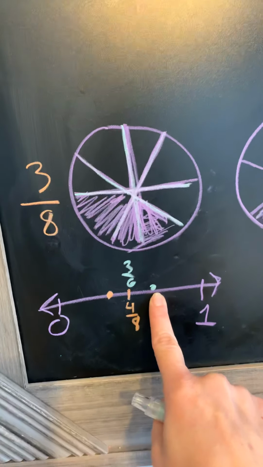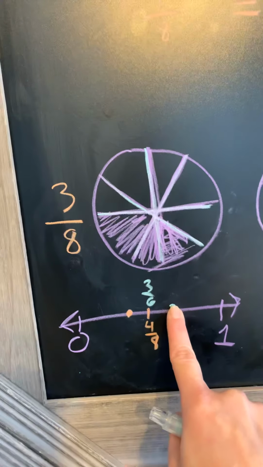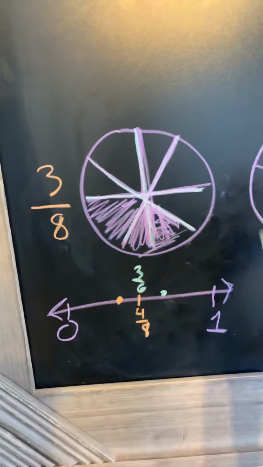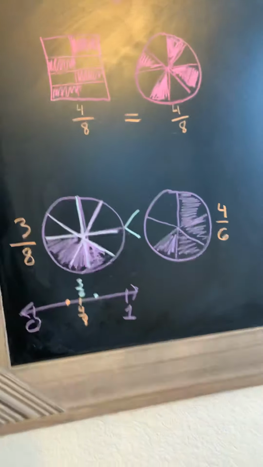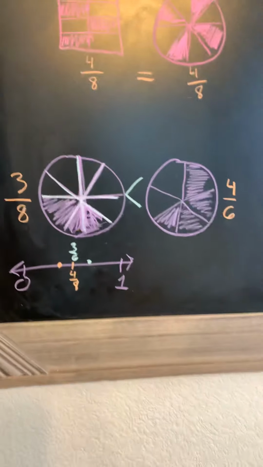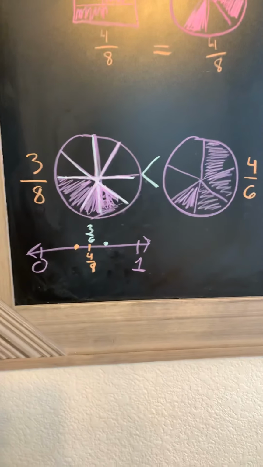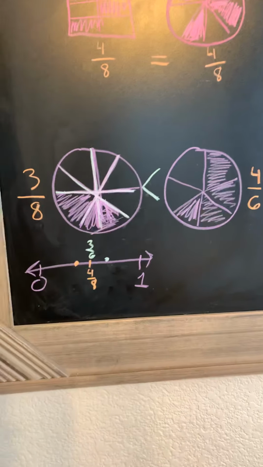So when I go to compare them, I know that 4/6 is more than half, and I know that 3/8 is less than half. So I know 3/8 is going to be less than 4/6. So this is a brand new strategy that I have not been able to teach you guys since we've been out of school, and I had planned on going over this when we came back after spring break. Okay, let's try it again.